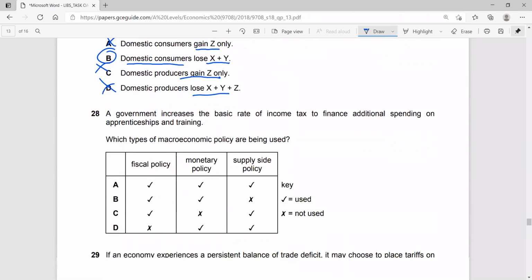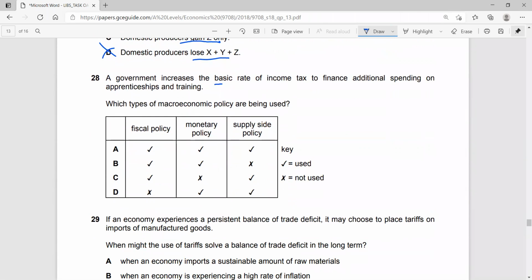Oops. A government increases the basic rate of income tax to finance additional spending on apprenticeships and training. What types of macroeconomic policies are being used? So fiscal policy is definitely being used. Fiscal policy involves tax rates and government spending. Monetary policy involves exchange rates, interest rates, money supply. None of that's being used, so you already have C.